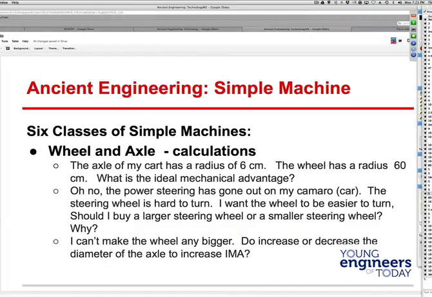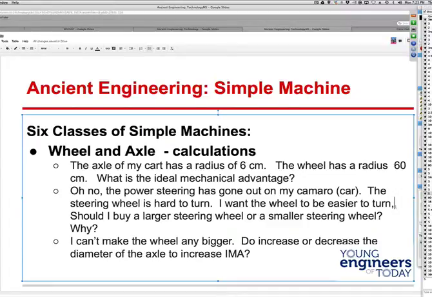Well done, folks. Oh no, the power steering has gone out in my Camaro. That's a car, for somebody who wouldn't know. The steering wheel is hard to turn. I want the wheel to be easier to turn. Should I buy a larger steering wheel or a smaller steering wheel? Why?